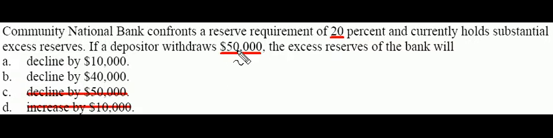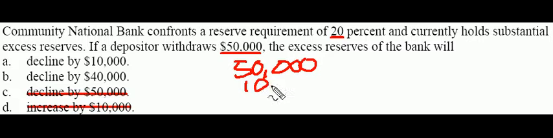Now, if it loses $50,000, it loses $50,000 in total reserves. But it's going to save some of those monies because it will no longer have that liability as reserves. So we know that in gross, it's losing $50,000 worth of total reserves. But on net, there's 20% of those reserves that no longer have to be kept as required reserves. And those would be 20% of the 50,000, which would be 10,000.